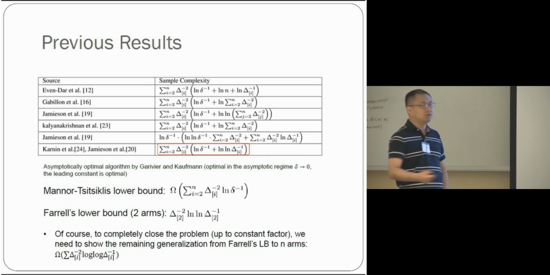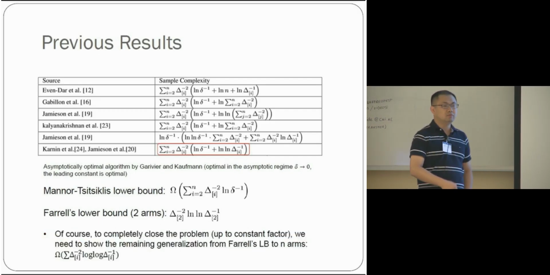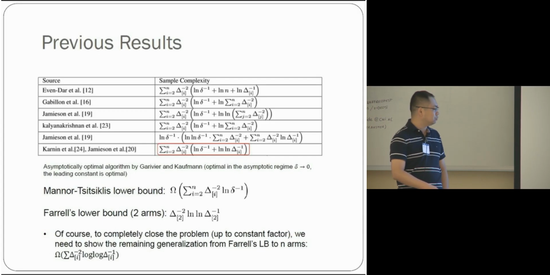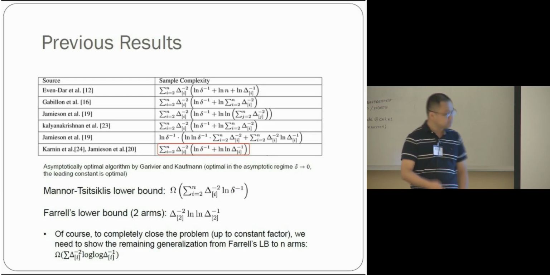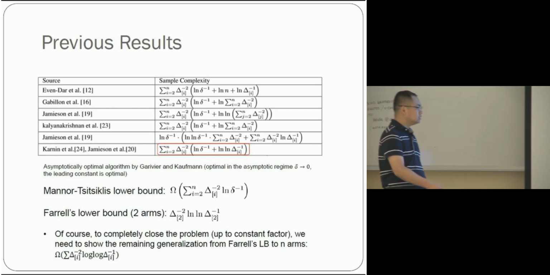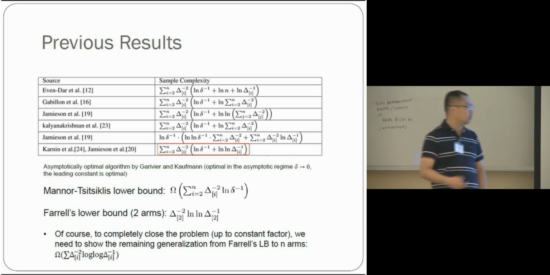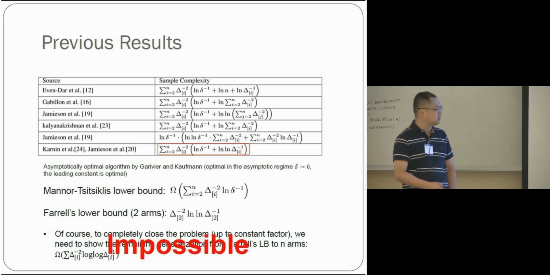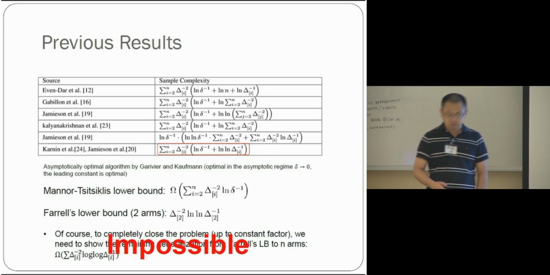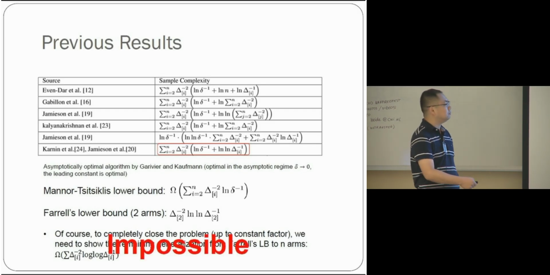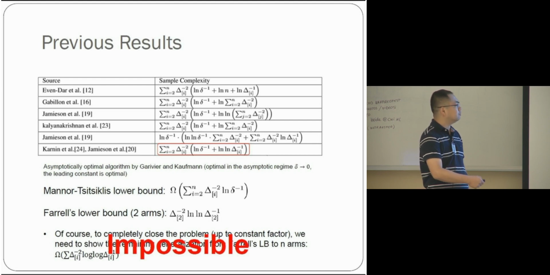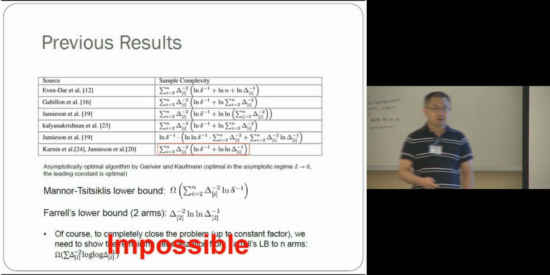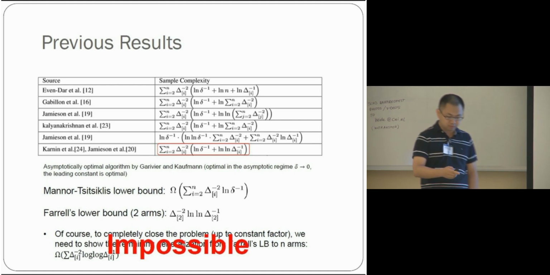But of course, if you want to formally prove that this is optimal, you have to prove a corresponding lower bound, which is a summation of delta^-2 log delta^-1, right? Initially, this is what we tried to prove. And as we tried, it turns out this is actually impossible, because we found a better algorithm that can perform strictly better than this upper bound, meaning that this is not optimal.